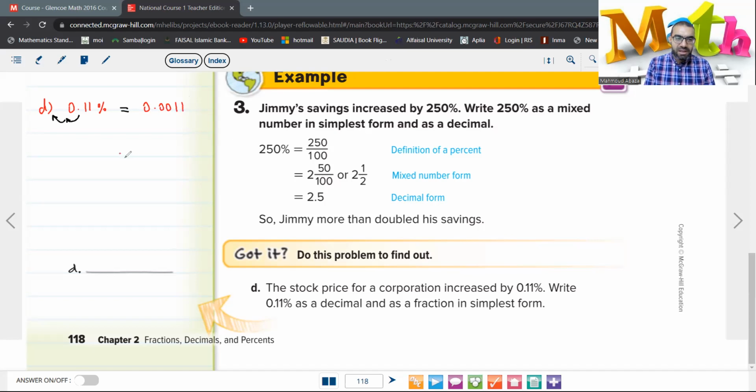Now we want to write it as a fraction. As a fraction, it will be 11 over, let's count how many digits to the right of the decimal: 1, 2, 3, 4. So over 10,000. And now simplify here, because 11 is a prime number, it cannot be simplified more.